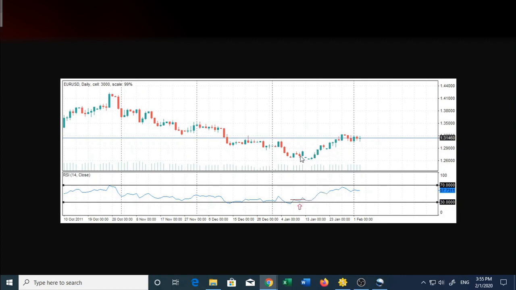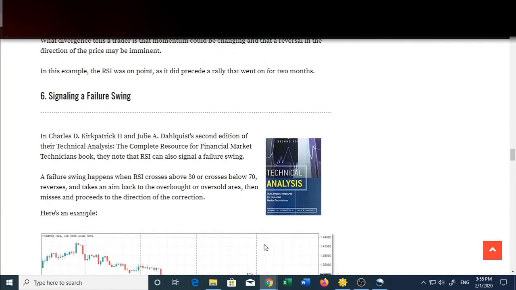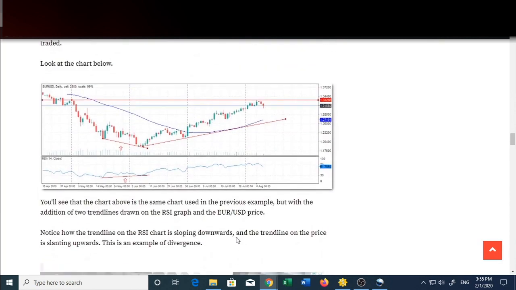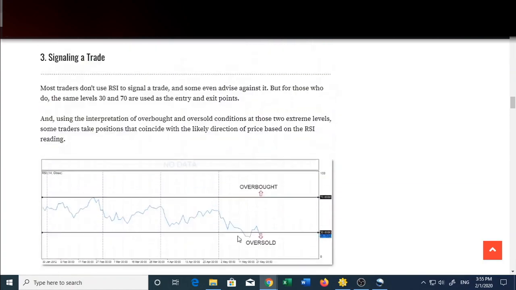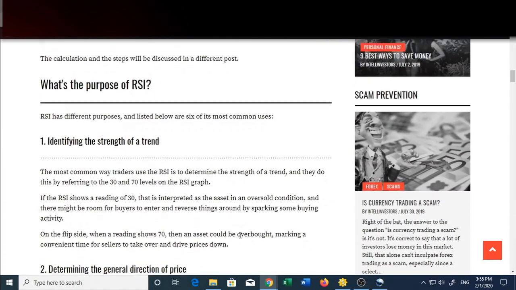And from that point only, the euro dollar started trading upwards. So here, the initial signal wasn't quite ready, but here it was. So that here is the failure swing. All right, so there you go. That's the 6 uses of RSI that we highlighted in this article.